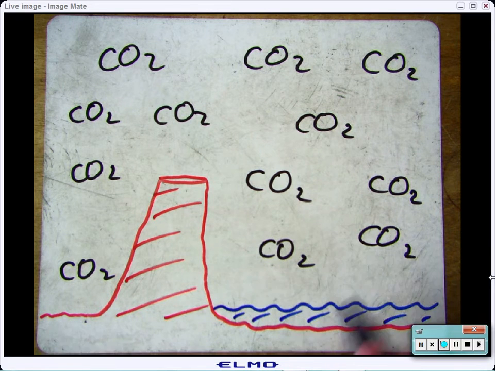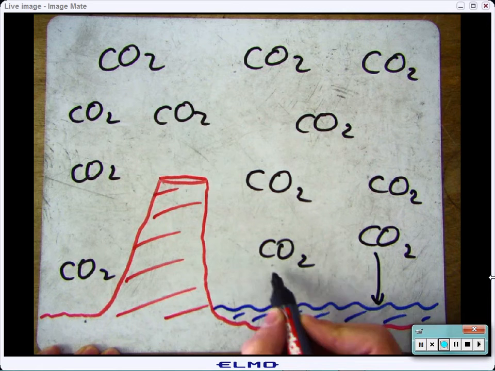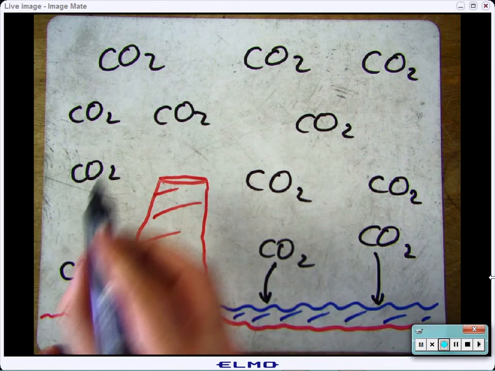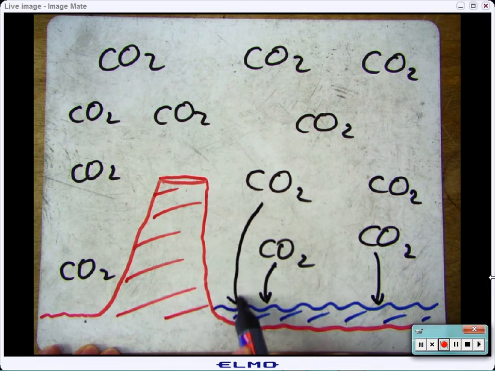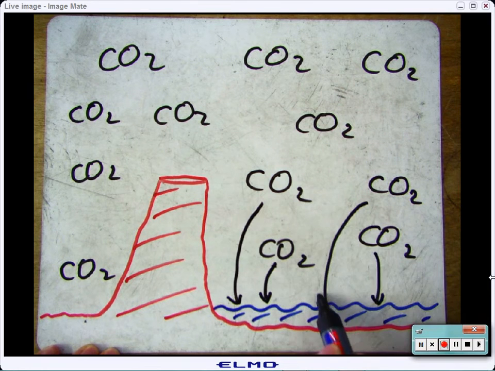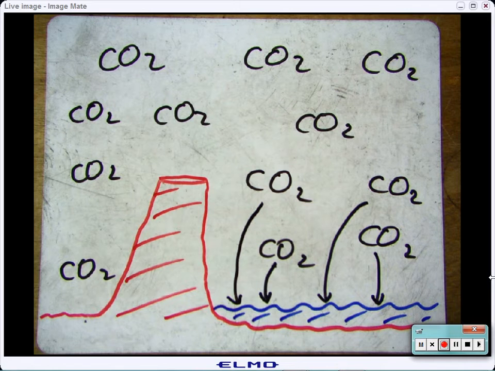The very first thing was it started to dissolve. It went from an area of a high concentration, so lots of carbon dioxide, to an area where there was none, and this was in the water. So the CO2 started very slowly to dissolve into the water.